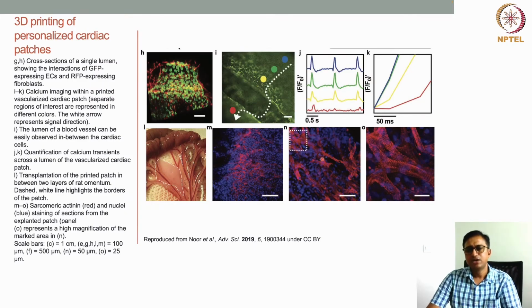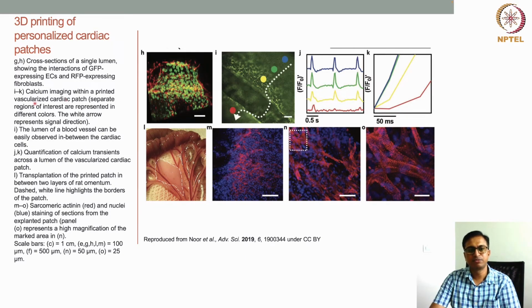Then they did further characterization, where a cross section of the wall is clearly visible. If you look again at a further cross section of the luminal wall of the blood vessels, the endothelial cells are expressing GFP, and the fibroblasts are expressing red RFP. Those are clearly visible. Again, you can clearly see the channel dimensions here.